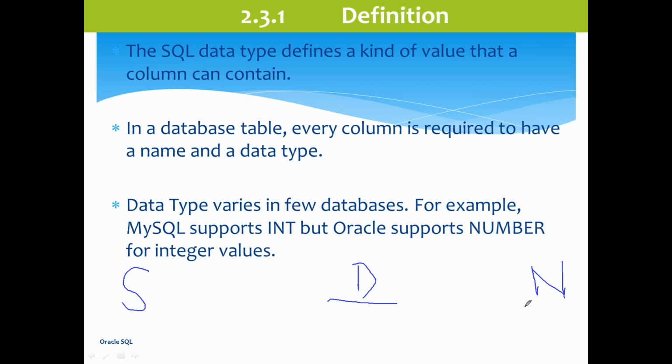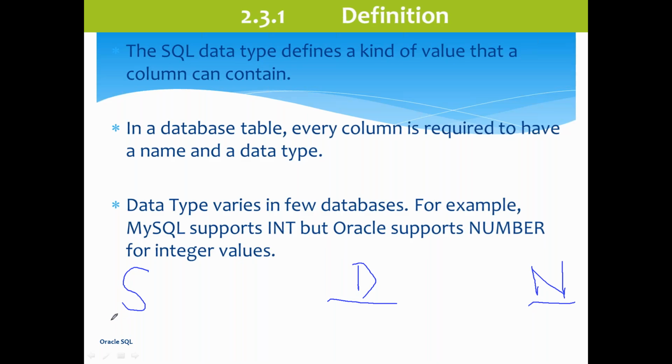Okay, if purely numbers only are coming, then the number data type can be used for that column, like roll number, student ID, customer ID, account number, product ID, serial number. All those are purely numbers. So if purely numbers are coming, then the numeric data type, the number data type, will be used.